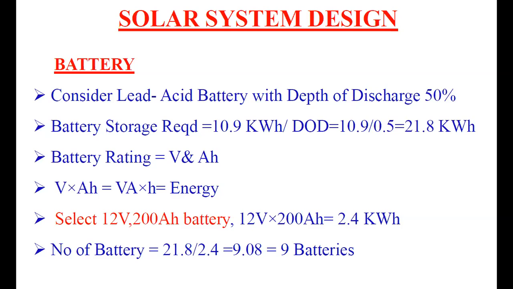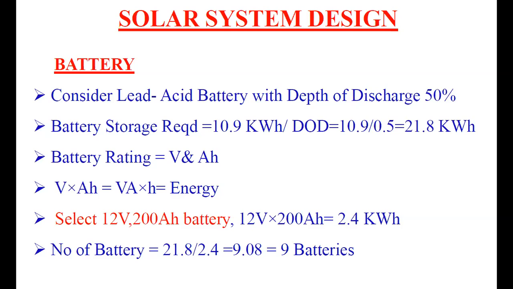We already know the battery rating has two parameters: one is voltage and the other is ampere hour. Voltage into ampere hour gives the energy. So we can select different ratings of batteries. Normally 12 volt and 24 volt are the voltage ratings, and 60 Ah, 80 Ah, 100 Ah, 200 Ah are the ampere hour ratings. Here we can select a battery of 12 volt and 200 Ah.